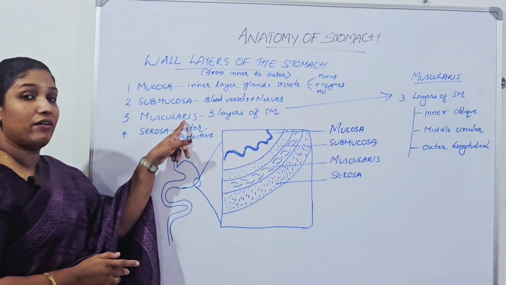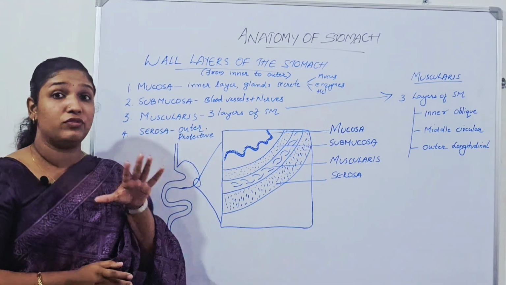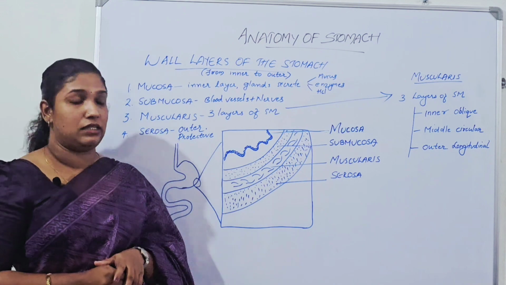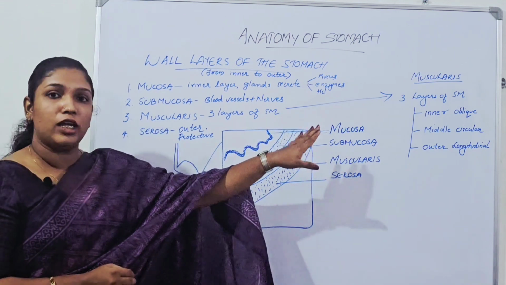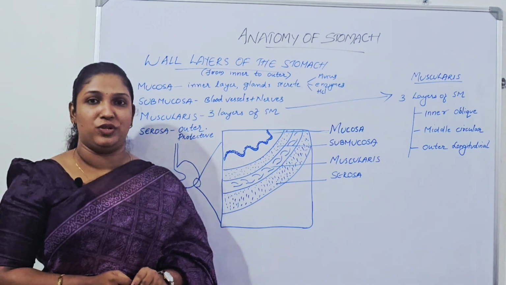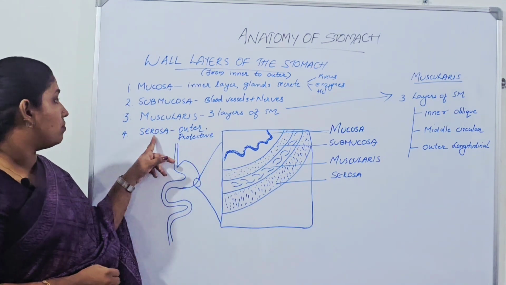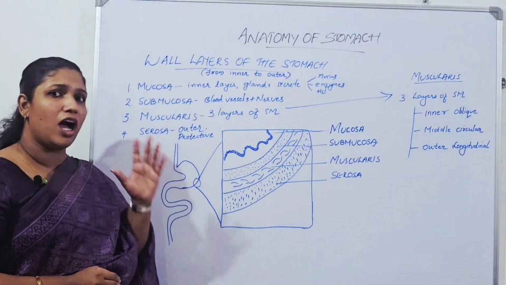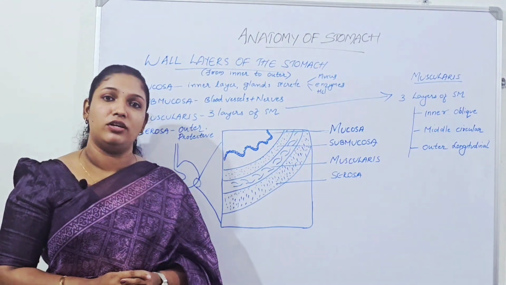The third layer is the muscularis and it consists of three layers of smooth muscle, that is inner oblique, middle circular and outer longitudinal. Next comes the serosa. It is the outer protective layer of the stomach.